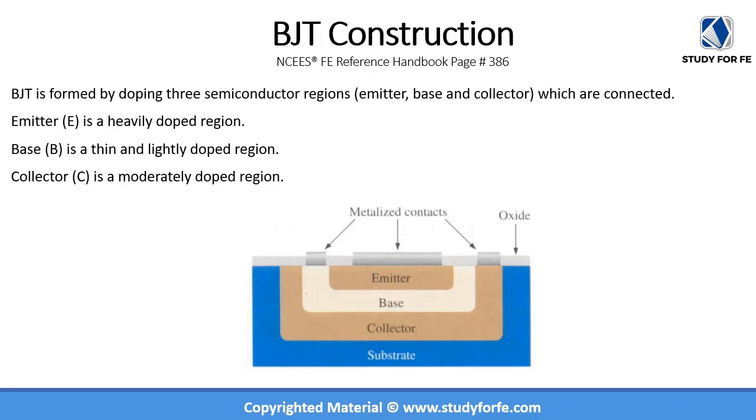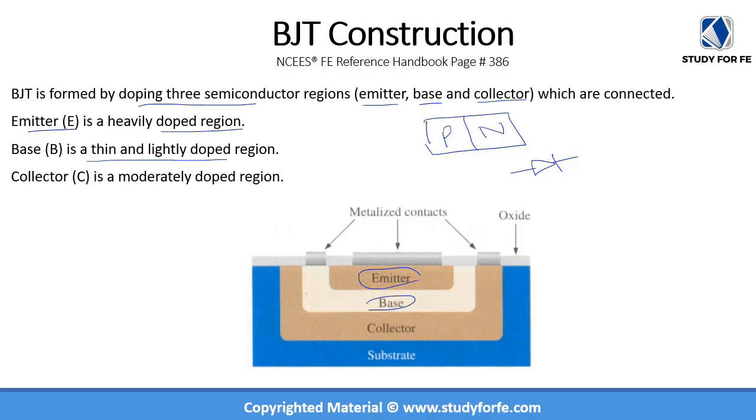BJT construction. We've so far looked at a diode, which is in many ways the simplest electronic device. It contains a p-type region which is in contact with the n-type region, and this becomes a junction diode. A BJT is formed by doping three semiconductor regions, which are called the emitter, base, and collector, and they are connected. The emitter is the heavily doped region, so you can see the emitter over here. The base is a thin and lightly doped region, so this is the base, and the collector is a moderately doped region.